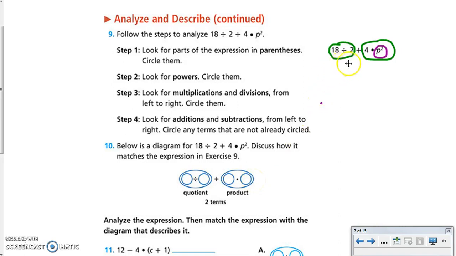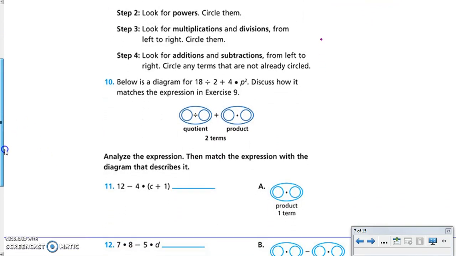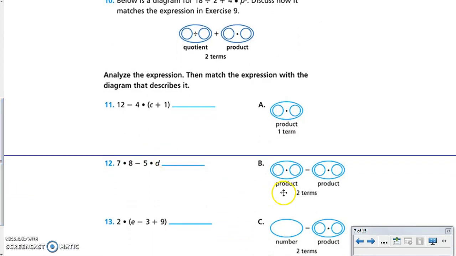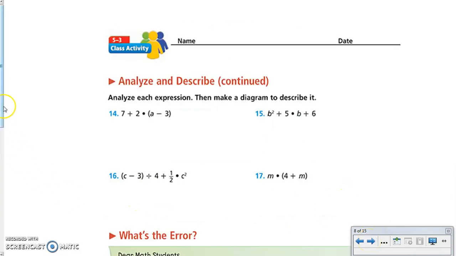So we analyzed it. We then looked at the diagram, and it shows the exact same thing. It shows how the problem is set up. What we're going to work on a little bit more tomorrow in class is we're going to let you guys have some practice doing some of these diagrams and analyzing them, okay, and being able to figure out how you would solve these using PEMDAS in the future.